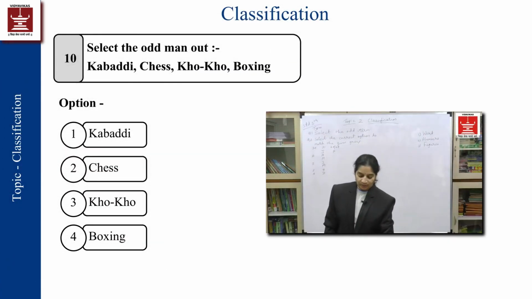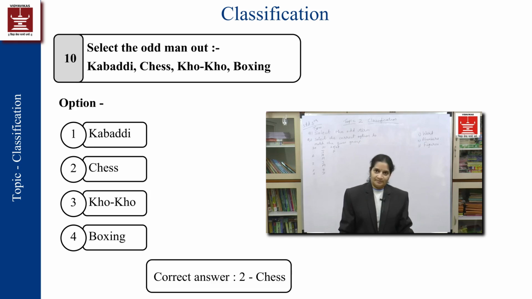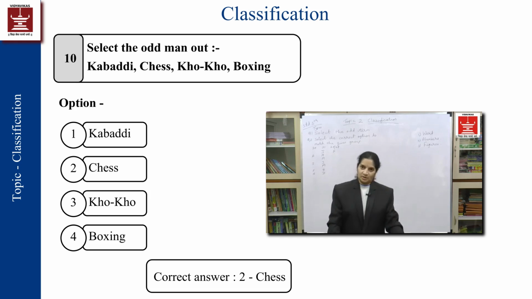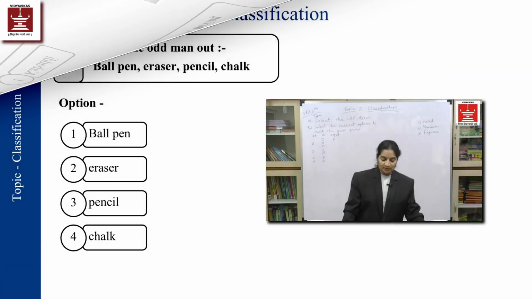Okay, we'll go to a few other examples where they are application based. For example, games are given over here: kabaddi, chess, kho-kho and boxing. So you'll see that kabaddi, kho-kho and boxing, these three are the ones which are played on the floor, whereas chess is the one which is played only one-to-one, and it is considered to be an indoor game. Nowadays, of course, boxing also is an indoor game, but chess is the one which is considered to be an indoor game.